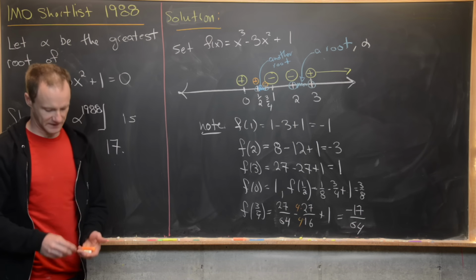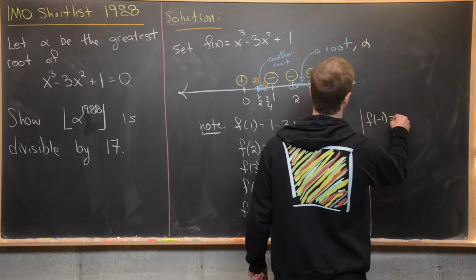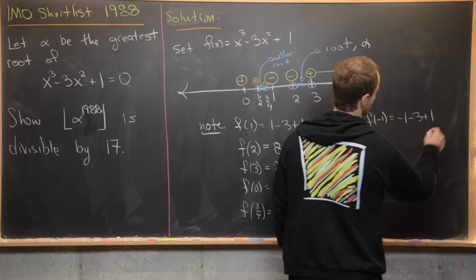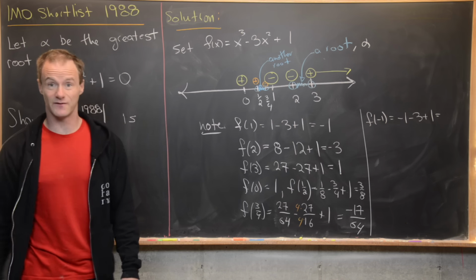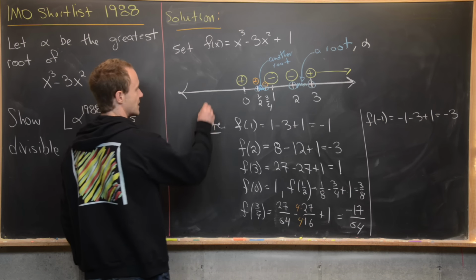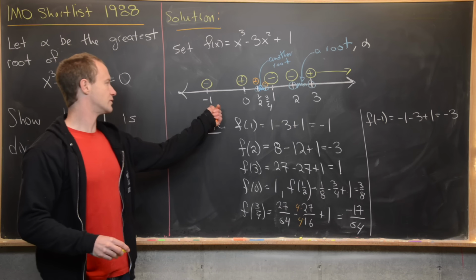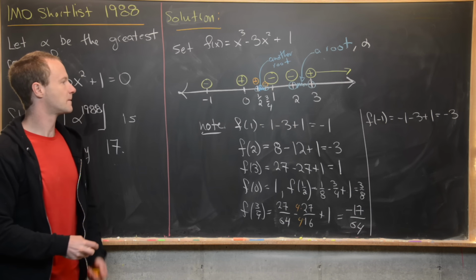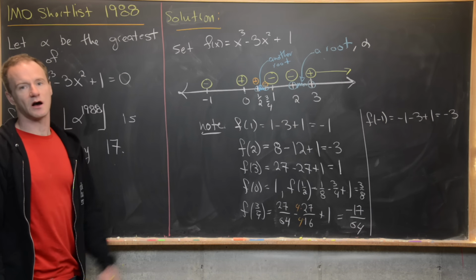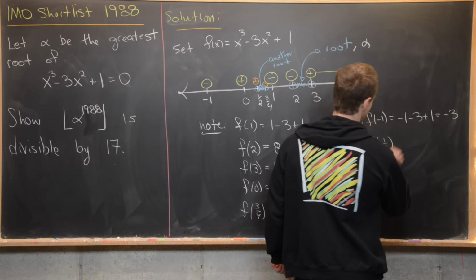Now let's move to the left of 0. So let's maybe plug in -1. So f of -1 is going to be equal to -1 minus 3 plus 1. Well, notice that's going to be equal to -3, which is most definitely negative. So if we go over here to -1, we see that our function is negative, so that means we've got a root between -1 and 0. But like we did before, let's try to ooch in on that so we can get a better idea. So let's maybe look at f of -1/2.